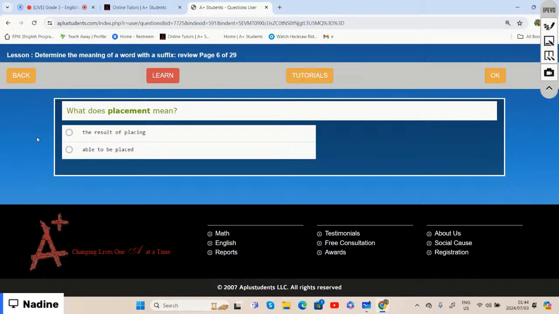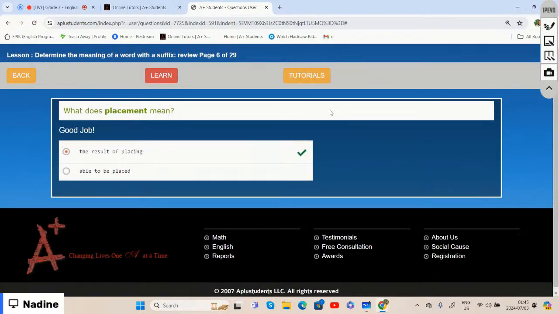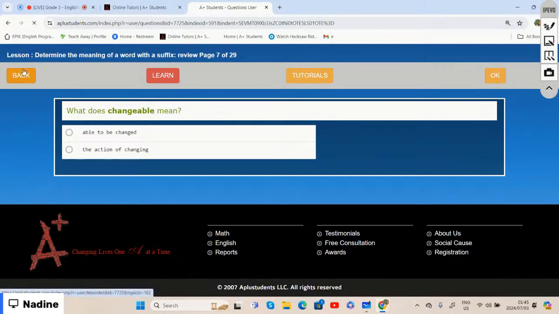The result of placing or able to be placed. All right, and if we were to choose the correct option, then we can say that placement means the result of placing. All right, that is correct. So well done.